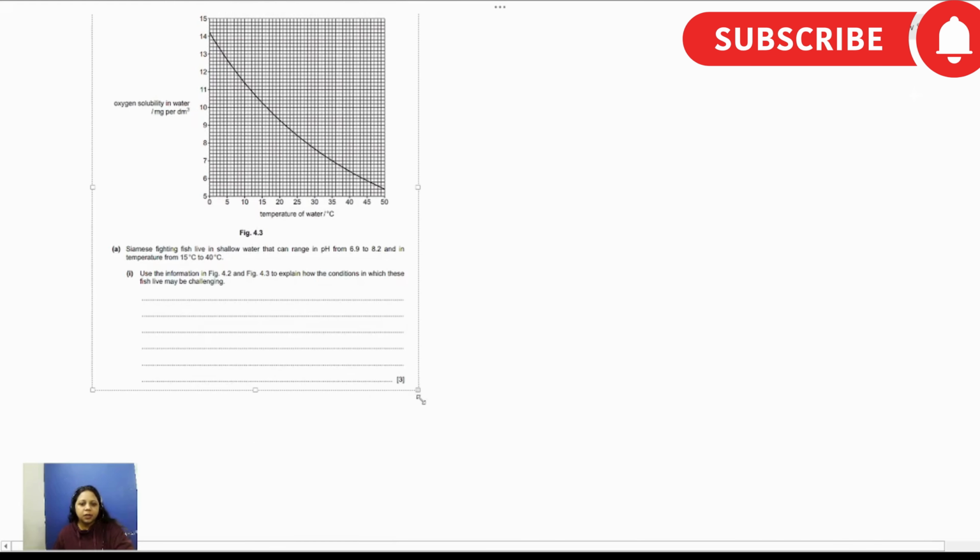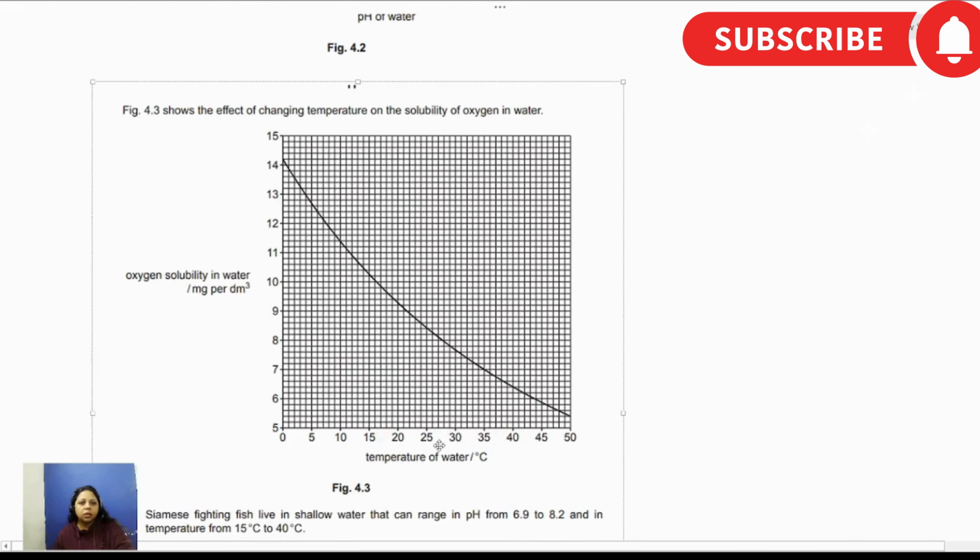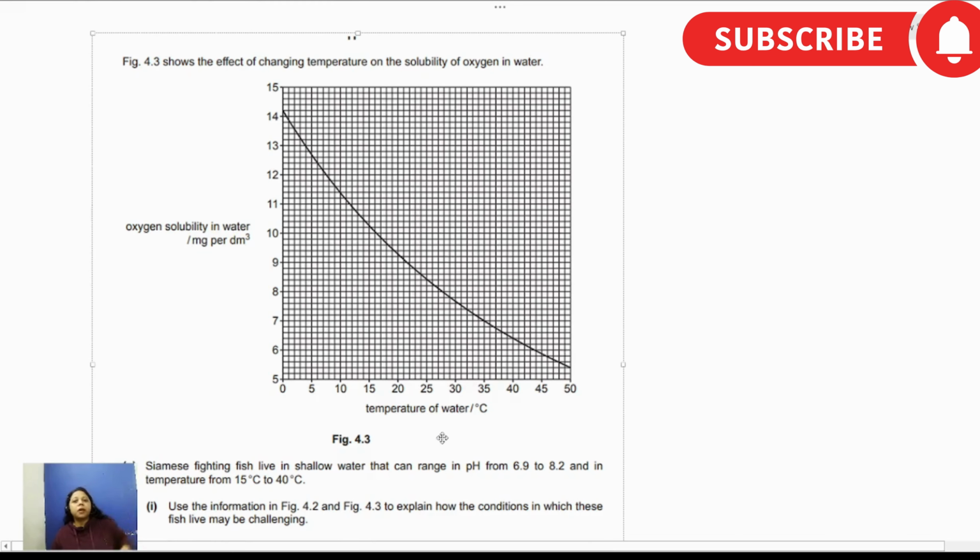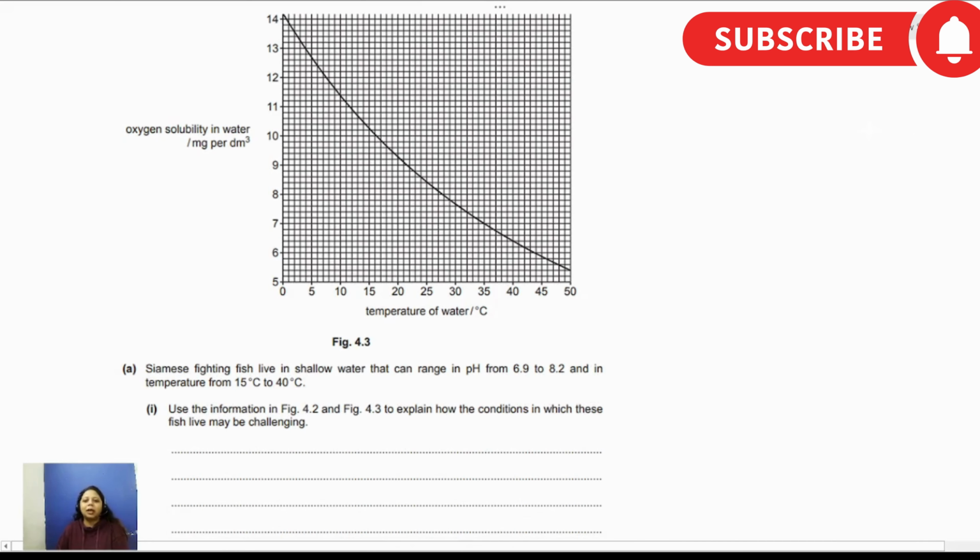Now the question says that figure 4.3 shows the effect of changing temperature on the solubility of oxygen. Yes, it's related to temperature. So what is your general conclusion about this curve? It's inversely proportional. Okay, now the question starts.